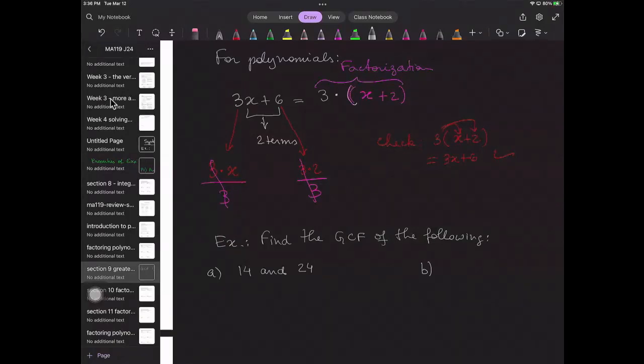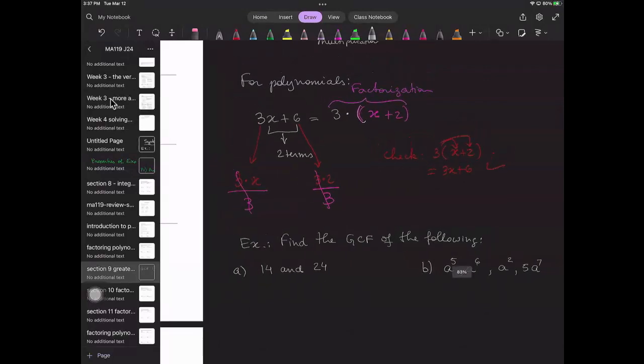let's find the GCF of some powers of a. 6a squared and 5a to the 7th. So there are 4 different monomials. I want to find the GCF of them.